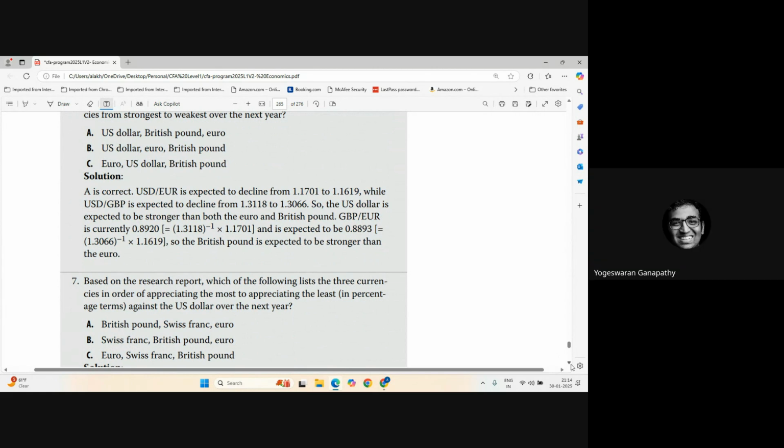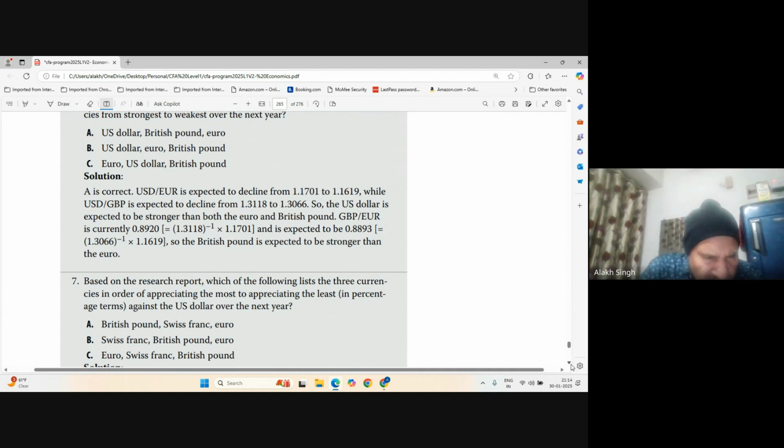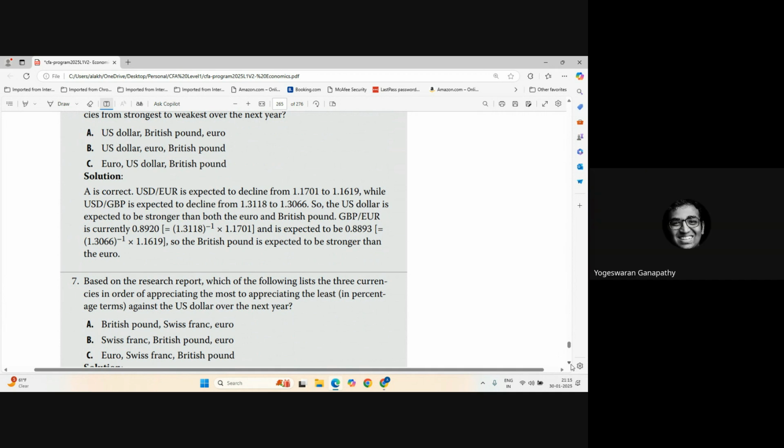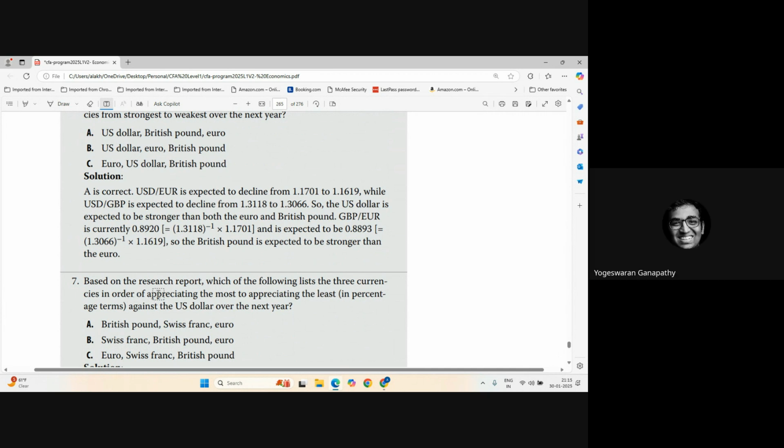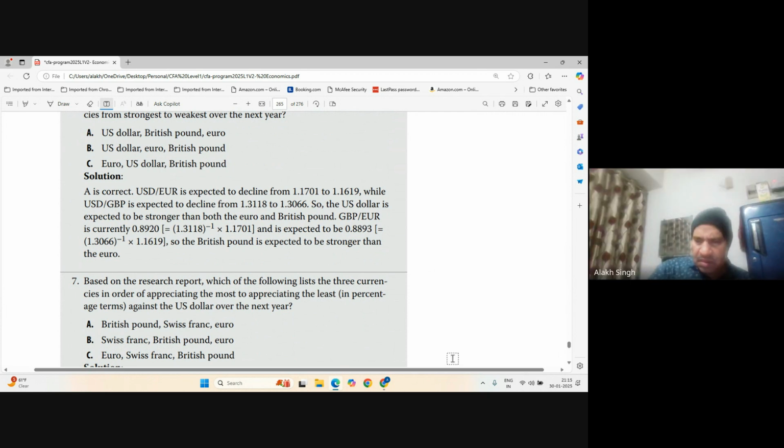Based on the report, which of the following lists the 3 currencies in order of appreciating the most to appreciating the least? So most appreciated was Swiss franc. It appreciated against all. Then A is the only correct answer because most appreciated was Swiss franc. Then B. Sir, but Swiss franc is in the middle in both A and C. No, but Swiss franc was the strongest, no? Based on the research report, which of the following order of appreciating most to least? Okay, B is the only answer.